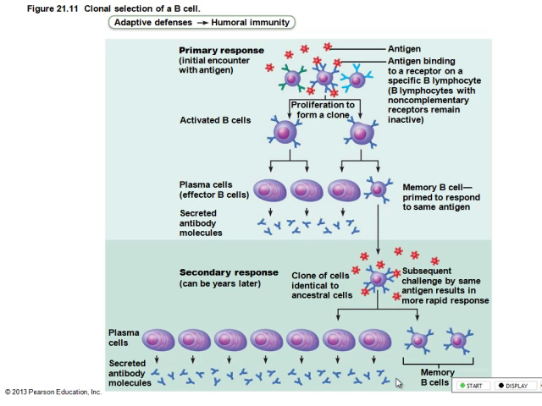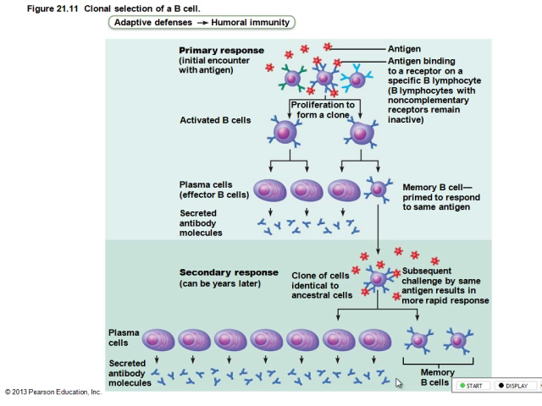Okay, so adaptive defenses, humoral immunity. Humoral refers to what? Fluids floating around in the body. This is where we're going to find these substances, in the humors, in the plasma, in the tissue fluids. How do we actually produce them? Well, first of all, we have to know what we're fighting against. We have to know that antigen is at the door.